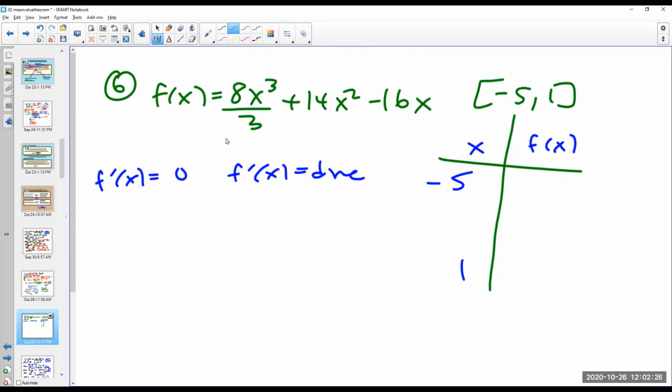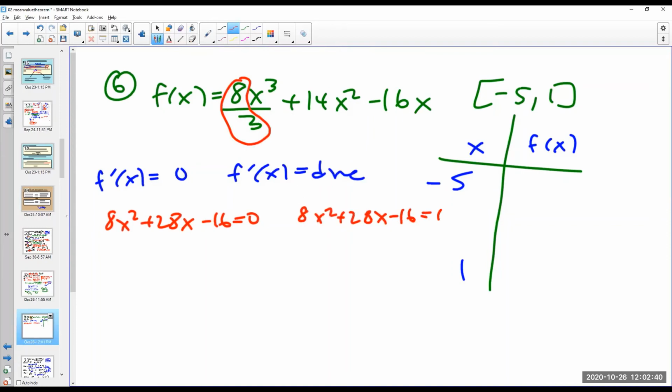Okay, so let me take the derivative of this. So this is going to be 8/3 times 3. So that's going to be 8x squared plus 28x minus 16 is equal to 0. And then on this side, I'll get 8x squared plus 28x minus 16 is equal to does not exist. Whenever you have a polynomial, okay, x is good for all reals. So there's no critical points that are going to be generated. No x values would ever cause this thing to be non-existent. Does that make sense?